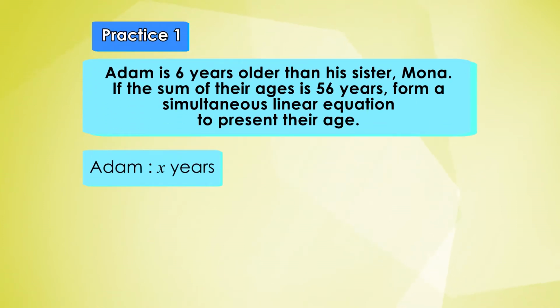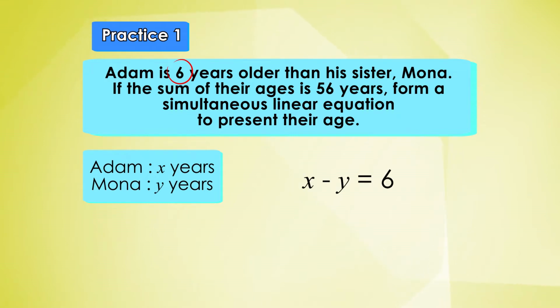Let Adam's age be x years. Let Mona's age be y years. Now, Adam is 6 years older than Mona. From this information, we can form the first equation. Here, we already know that the difference between Adam's age and Mona's age is equal to 6. So, we can write that as x minus y equals 6.